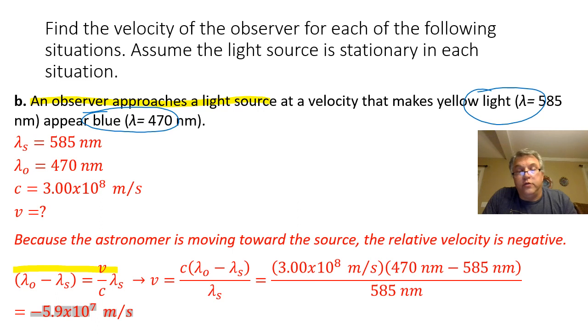I'm going to plug my known values into this equation, and once again, I don't have to convert my nanometers to meters. You can if you want to, and if you feel more comfortable doing that. In this particular case, it doesn't matter. Sometimes it will, but in this case, it doesn't matter. And when I do that math out, I am going to have a velocity of the observer of negative 5.9 times 10 to the 7th meters per second.